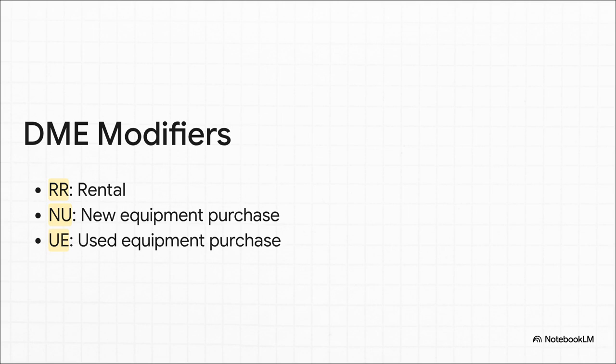codes. R stands for rental. Think of a capped monthly rental for a hospital bed. And U means it's a brand new equipment purchase, and UE designates a used equipment purchase. Leaving off an NU or an RR on a wheelchair claim is a guaranteed trap on the test, so anytime you see equipment in a scenario, instantly ask yourself, wait, is this being rented or bought?